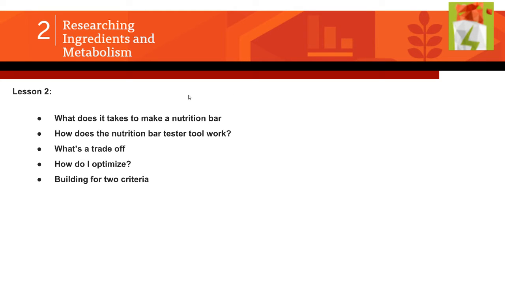We're going to do this in a couple of steps. First, we're going to say, what does it take to make a nutrition bar? How does the nutrition bar tester tool that we have at Amplify help us and work with this? What's a trade-off? How do I optimize my bar to make it the best it can be? And how do I build for two criteria? Remember, criteria are line items or things you need to check off in order to meet your goals.